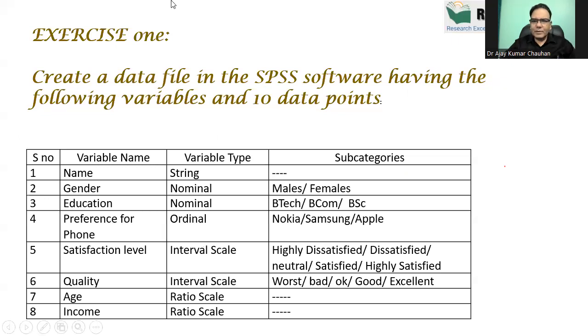As homework, I'm giving you one homework: create this kind of data set. These are the names of the variables. These are the types of variables. And these are the categories. Category means you have to go to the values and say male is 1, female is 2, BTech is 1, BCom is 2, BBA is 3. So this is just for your homework.